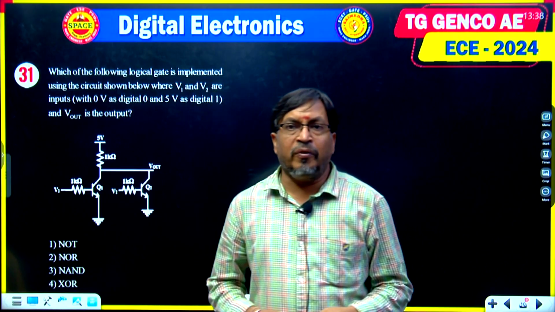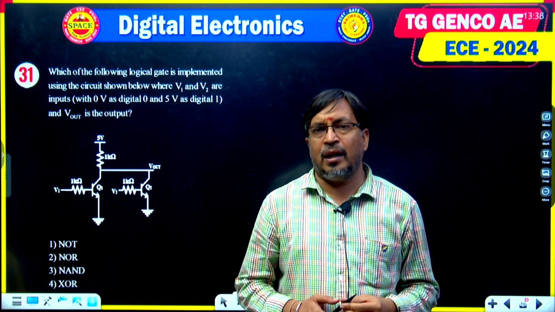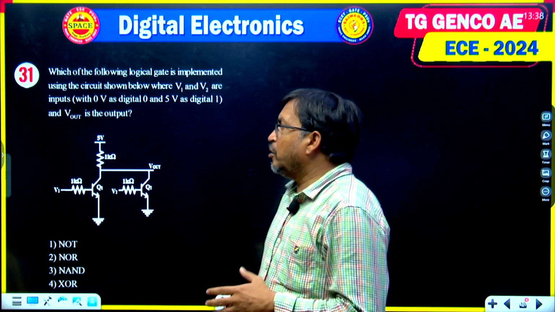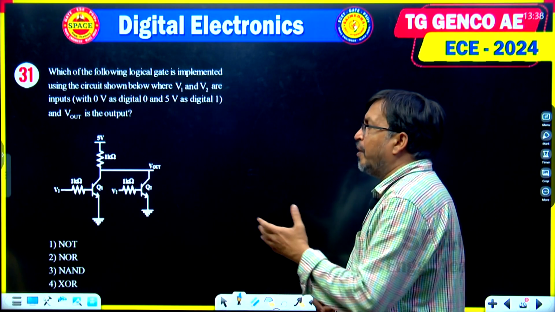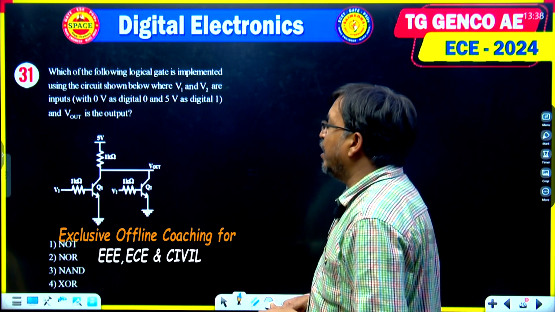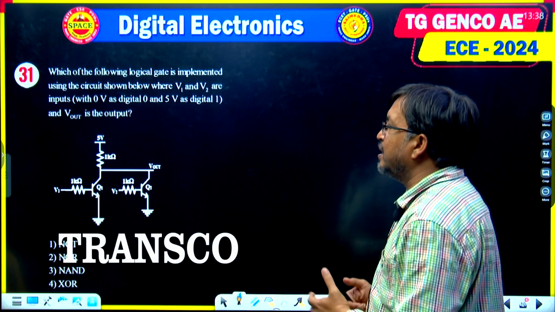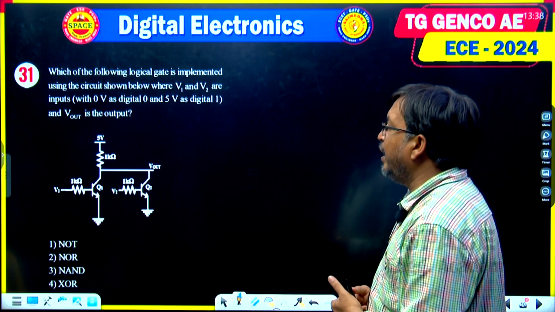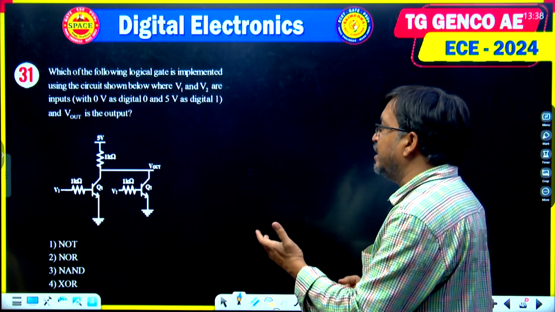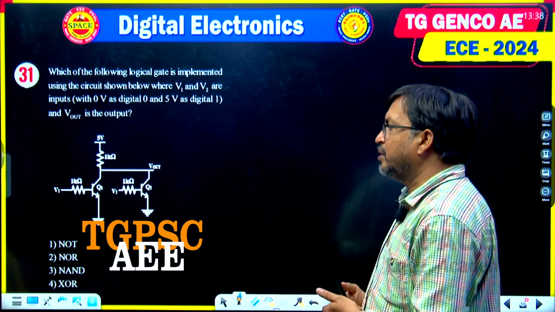Students, now we are discussing digital electronics questions in the Telangana Genco electronics question paper. The question is number 31 from the master question paper. Which of the following logical gates is implemented using the circuit shown below, where V1 and V2 are inputs with 0 volts as a digital 0 and 5 volts as a digital 1, then Vout.